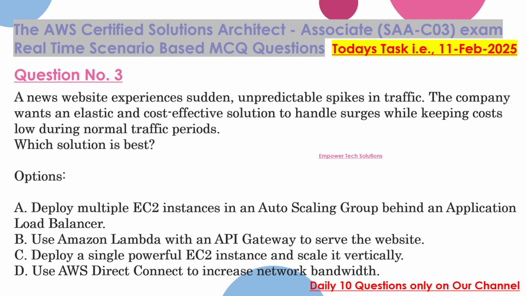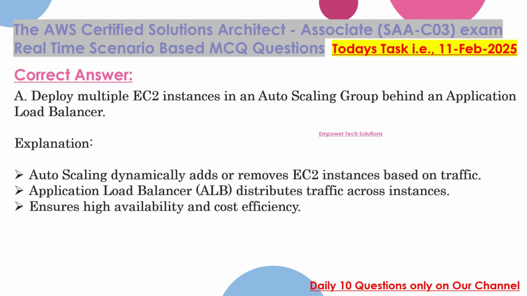C. Deploy a single powerful EC2 instance and scale it vertically. D. Use AWS Direct Connect to increase network bandwidth. Correct answer: A. Deploy multiple EC2 instances in an auto-scaling group behind an application load balancer. Explanation: auto-scaling dynamically adds or removes EC2 instances based on traffic. Application load balancer, ALB, distributes traffic across instances. Ensures high availability and cost efficiency.